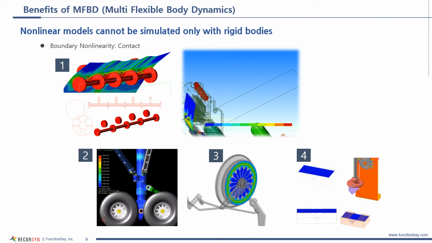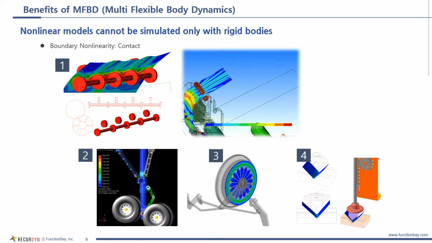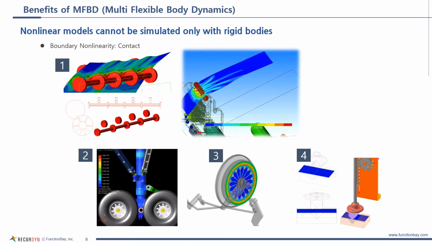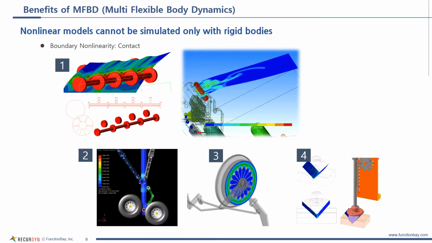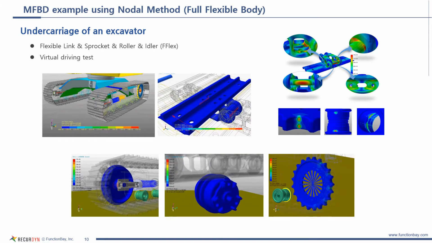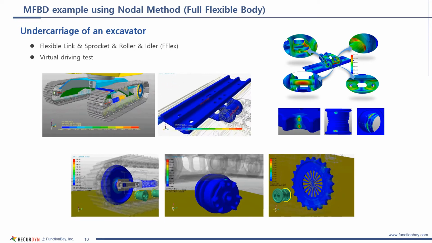So far, I have introduced what areas and in which cases multiflexible body dynamics are required. Next, two more examples of multiflexible body dynamics analysis will be briefly introduced. The first one is the example of the nodal method using full flexible body.